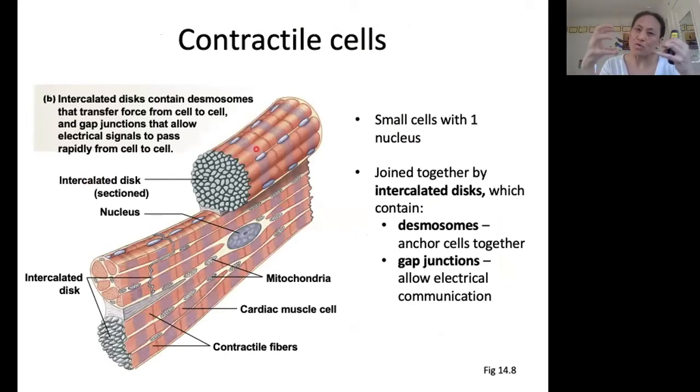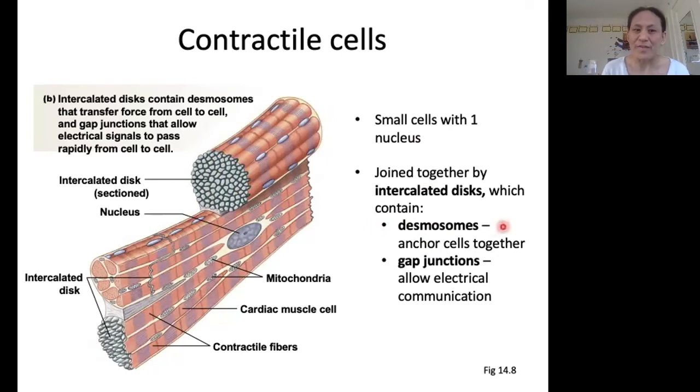Contractile cells join together through structures called intercalated discs. Right here, looking at this border between two cells, that's an intercalated disc. If you pull them apart, it looks kind of like this. In the intercalated discs, there are a couple of main features that help with the function of the contractile cells.